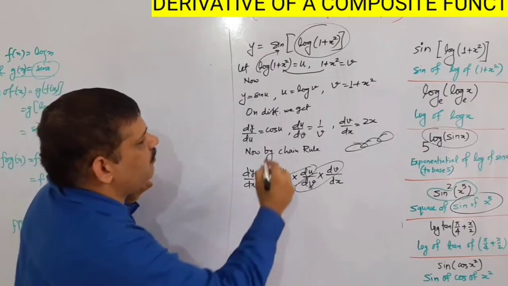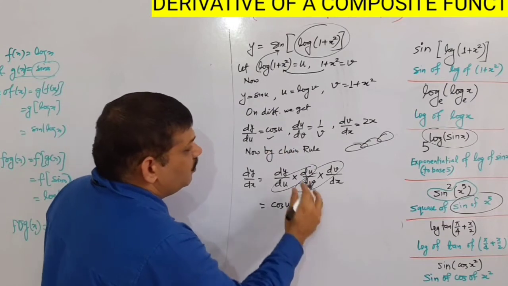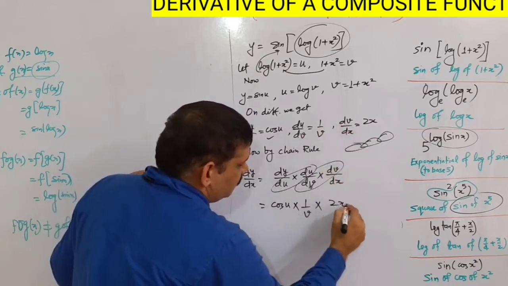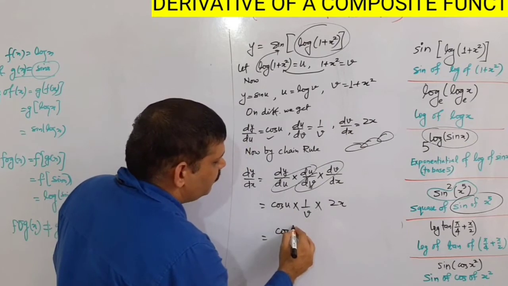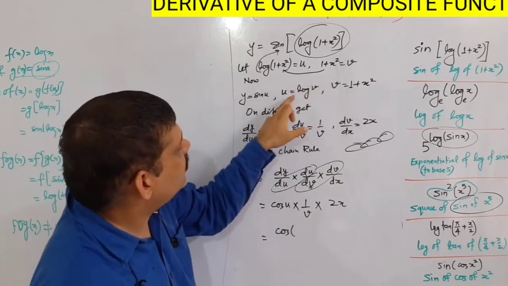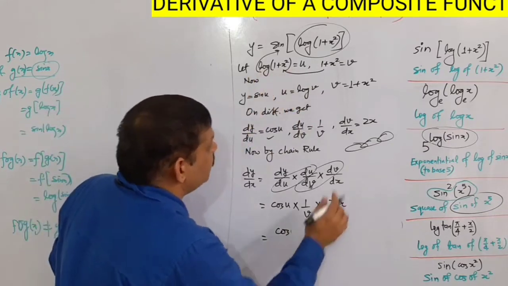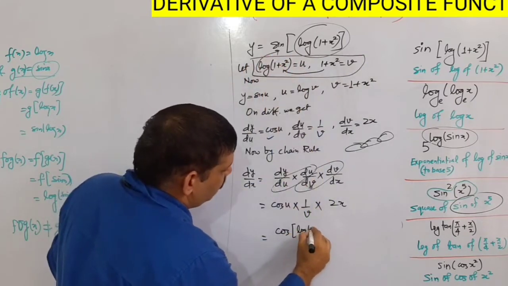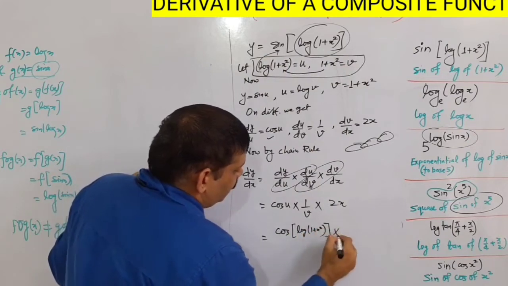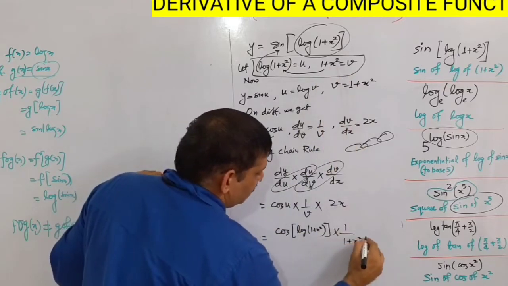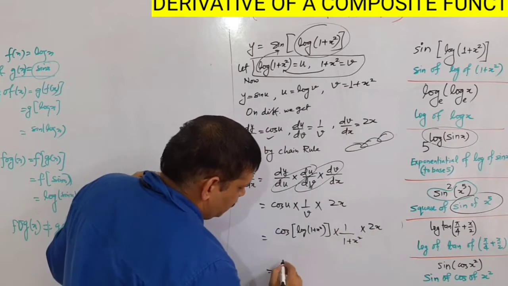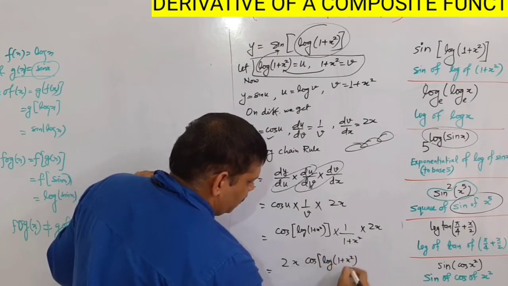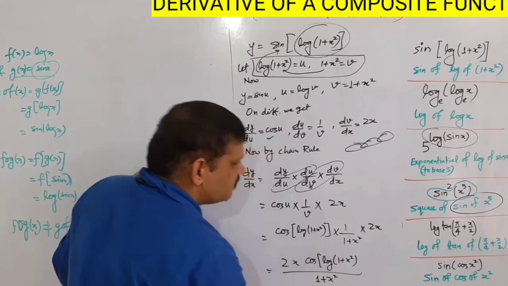Now dy by du is cos u. du by dv, the derivative of u with respect to v, is 1 upon v. And the derivative of v with respect to x is 2x. So cos of the value of u. The value of u here is log of 1 plus x square. From this, we will put the values of u and v. So cos of log of 1 plus x square, into 1 upon v. The value of v is 1 plus x square, and this is 2x. So the numerator is 2x into cos of log of 1 plus x square, and in the denominator we have 1 plus x square.